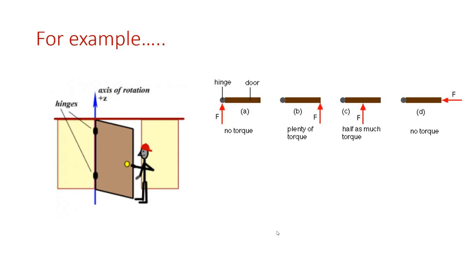But in this case, you do not get any torque because the angle between R and F in this case is 0. But in the previous cases, A, B and C, that angle was always 90 degrees. So the sine of 90 is not 0, but the sine of 0 is 0. So again, you do not get any torque. So this is the reason why the doorknobs are at the opposite end of the hinges.